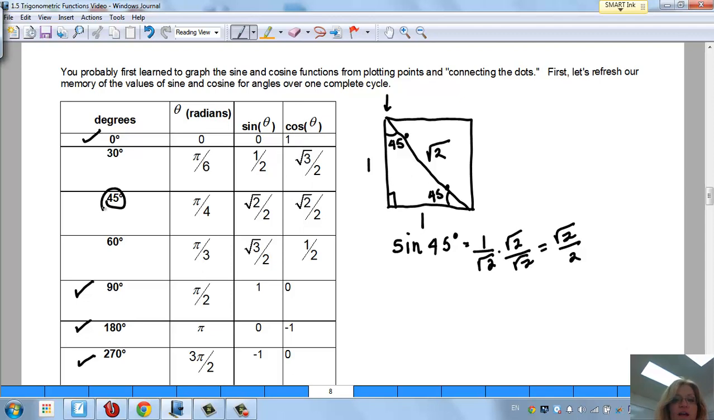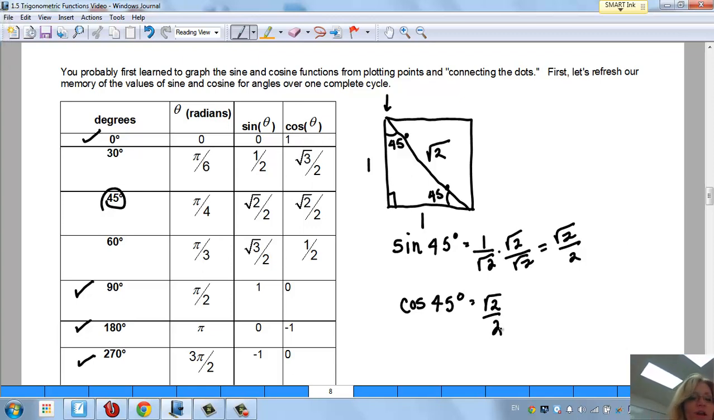Now the cosine of 45, if you'll notice. When we do the cosine of 45 degrees, that's adjacent over hypotenuse, so we're doing the same thing. That's why they're the same. It is going to end up to be radical 2 over 2. So that's the reason why that is the way it is.